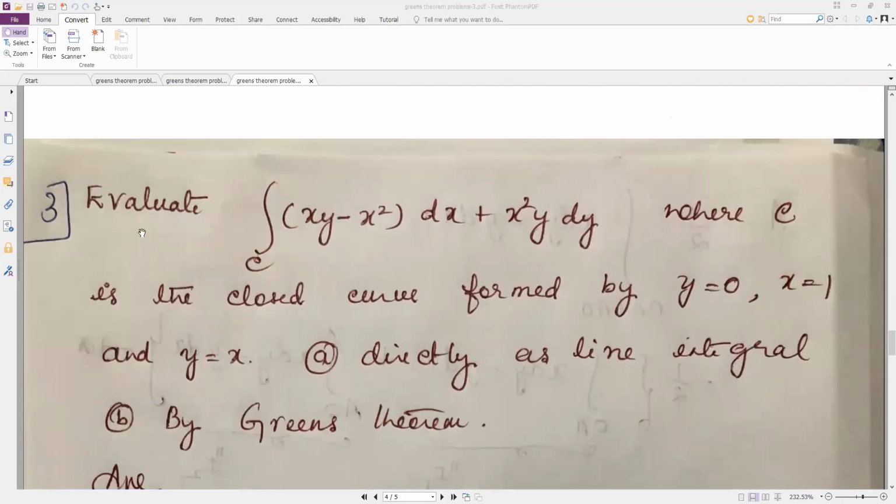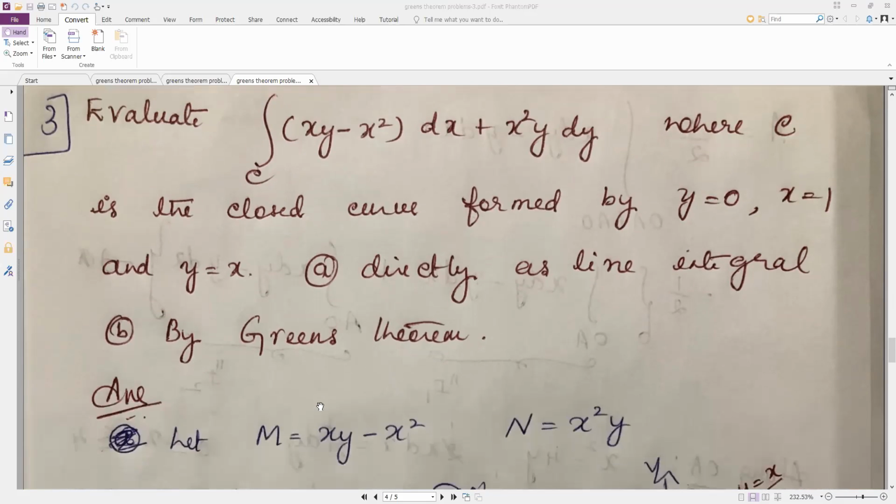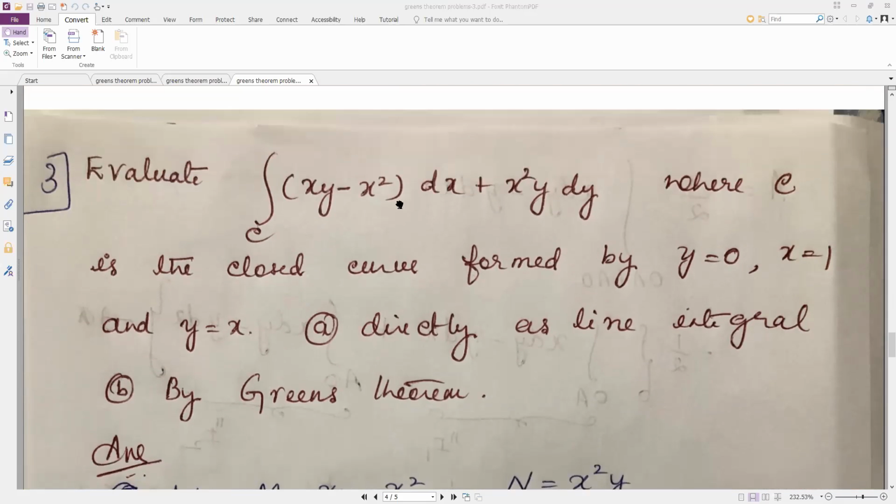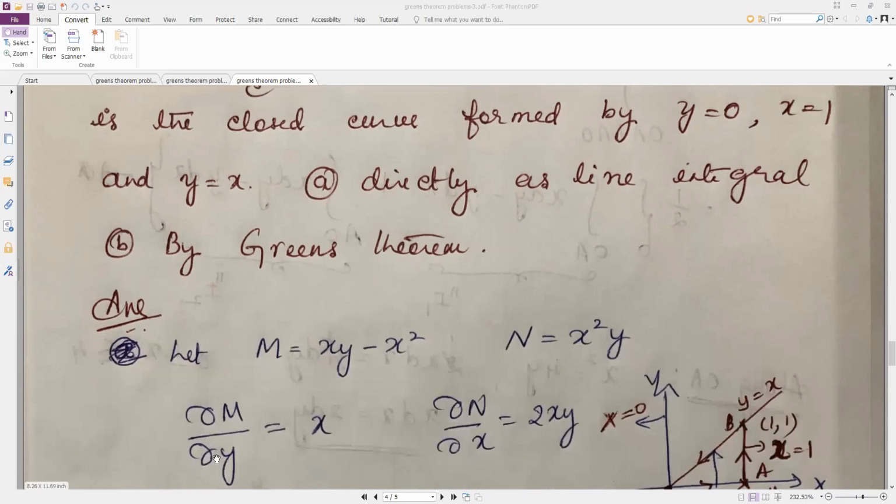Now we'll see this problem, a very important problem. Evaluate integral c xy minus x square dx plus x square y dy, where c is a closed curve formed by the lines y equal to 0, x equal to 1 and y equal to x, directly as line integral and by Green's theorem. So M is what? xy minus x square. N is what? x square y. So calculate dou M by dou y, dou N by dou x.